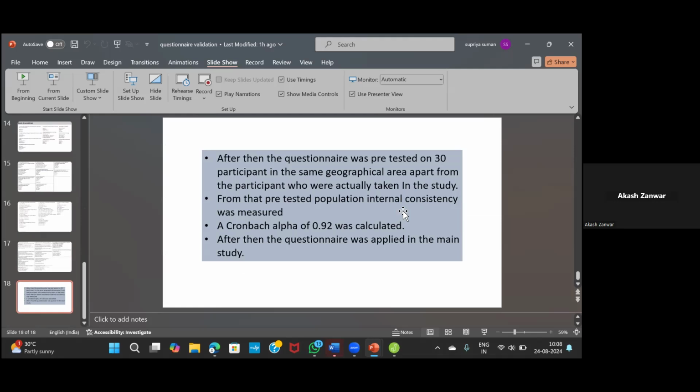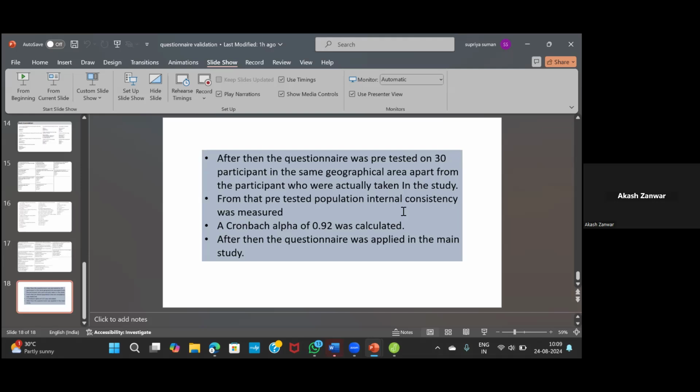Initially we planned to ask the questions to the population who came for a PMSMA clinic, the Pradhan Mantri Surakshit Matritva Abhiyan clinic, especially on specific days, like the 9th or 21st. But on the 9th and 21st days of PMSMA, there was a huge crowd, so I could not ask the questions properly.